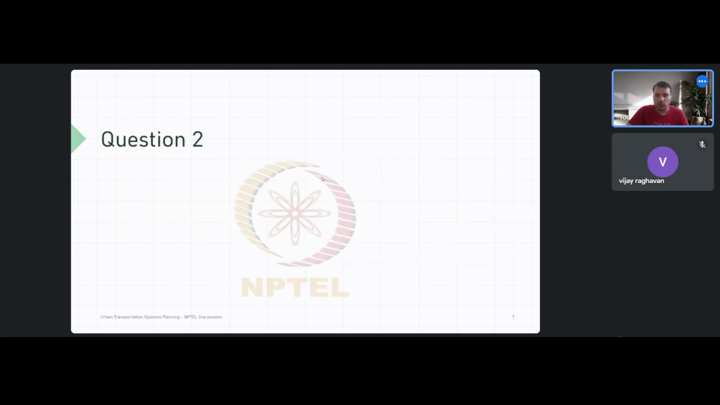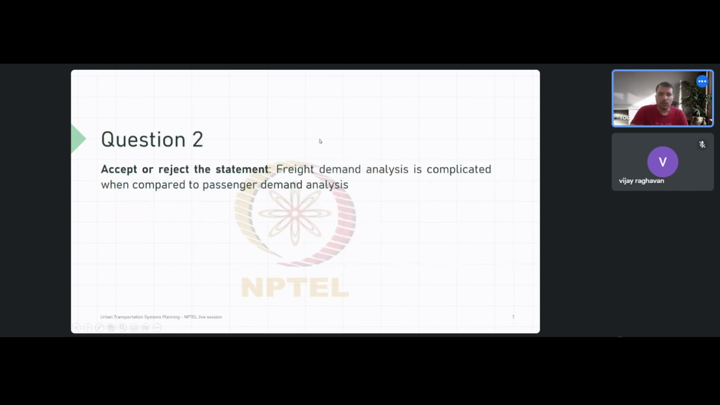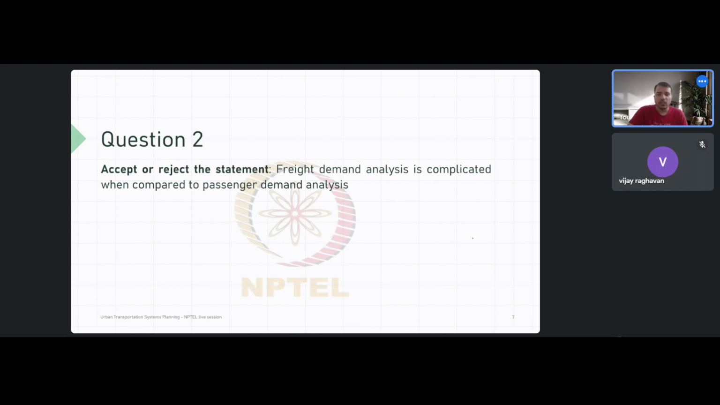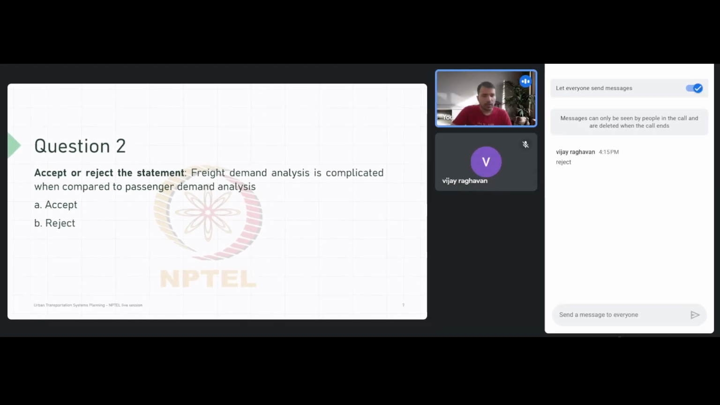So coming to question 2, accept or reject the statement. The question is, freight demand analysis is complicated when compared to passenger demand analysis. Accept or reject. So can I have a response? As question 2.